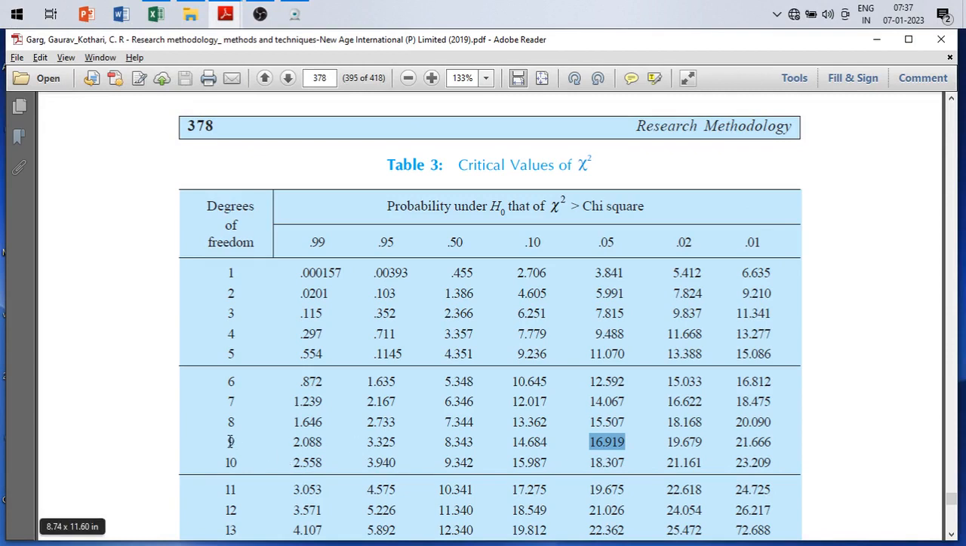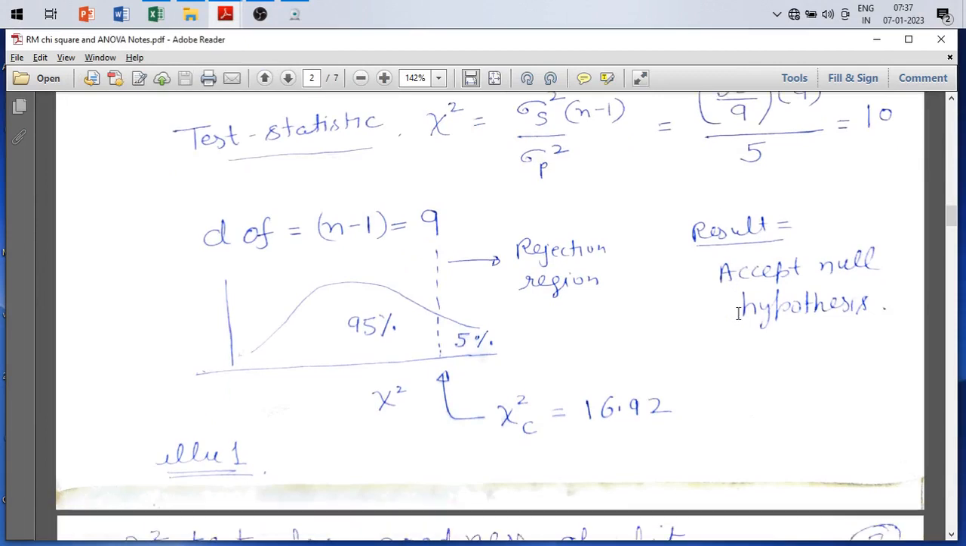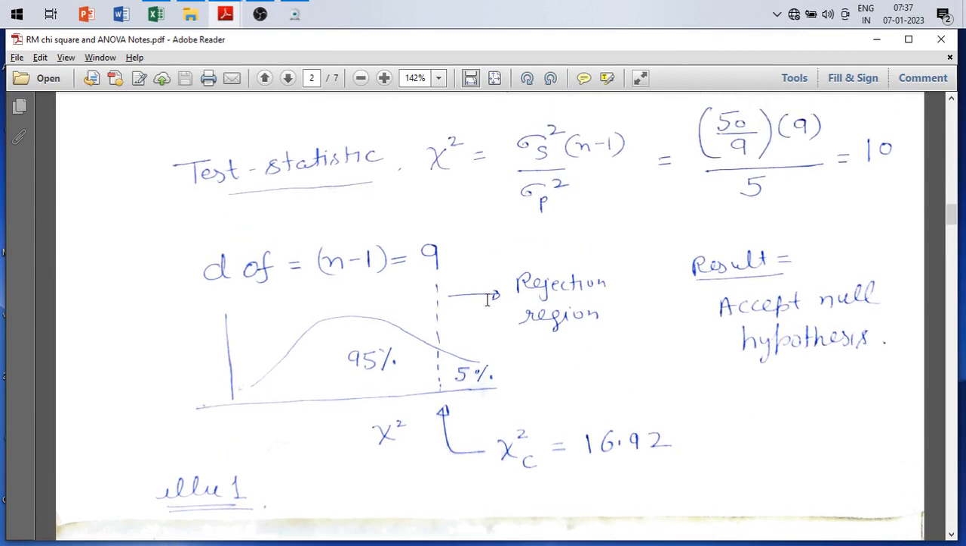So we have degree of freedom 9, and for 5% that will be 0.05. So critical value of chi-square is 16.91. Okay, that's all we have to read from the table. So you have here the critical value of chi-square is 16.92, and to the right of this we have the rejection region, in which we will reject null hypothesis, and to the left is the acceptance region.